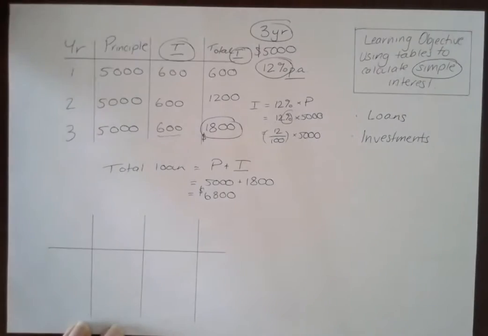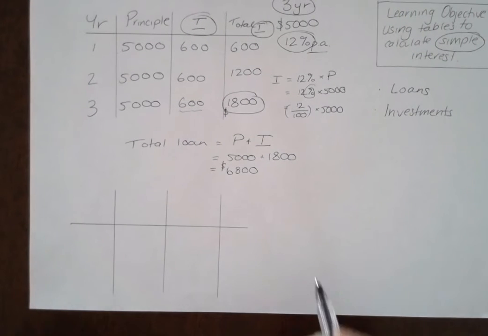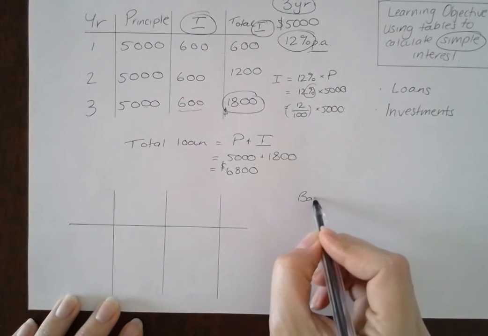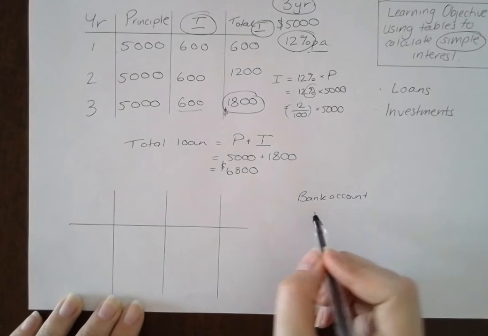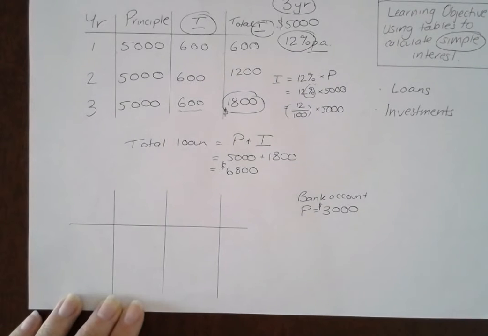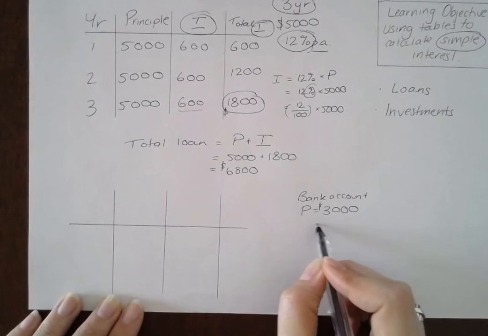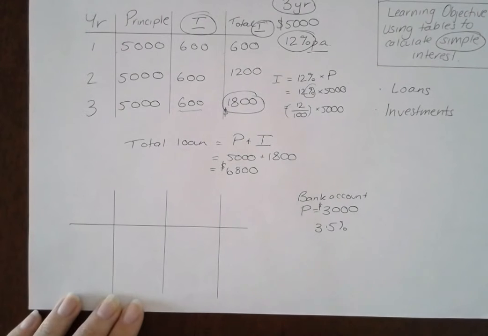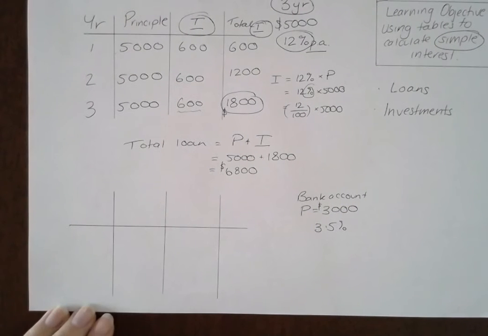Okay, let's do one more example. Get the calculator out of the way. And this time it's a bank account. Say you've got a bit of money in there. So you've got a principal of $3,000 sitting in there. This time the bank's only going to give you interest of about 3.5%, which isn't very much, but it's about accurate for what your bank account gives you.